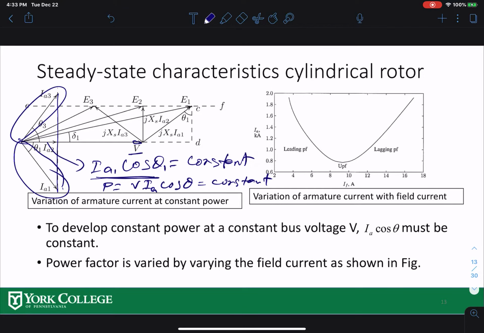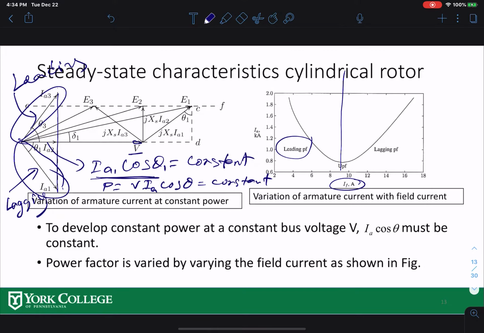And on doing that, if you look here, how do you go from leading to lagging power factor? If this is the lagging over here, this is the leading over here. How to go back? You can do that by controlling the field current. Remember that the rotor has a DC field current. That field current basically can take you from leading to lagging through the unity power factor. So this is the unity power factor, this is the leading, and this is the lagging.